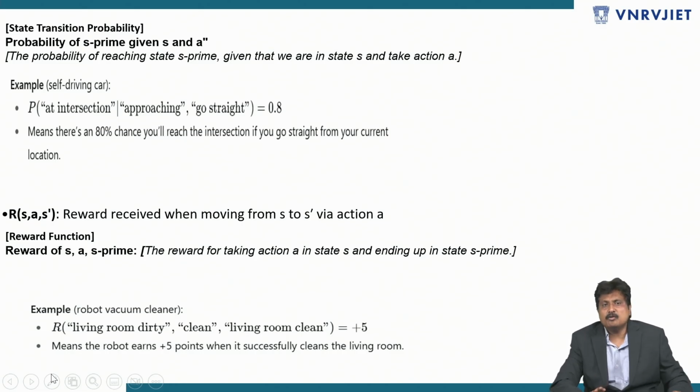So how much reward are we going to get? That is the question. Here, as we mentioned, it's +5. The living room is dirty, and once it is cleaned, the state changes to living room clean. That means the agent gets +5 reward points. So the robot earns +5 points when it successfully cleans the living room.